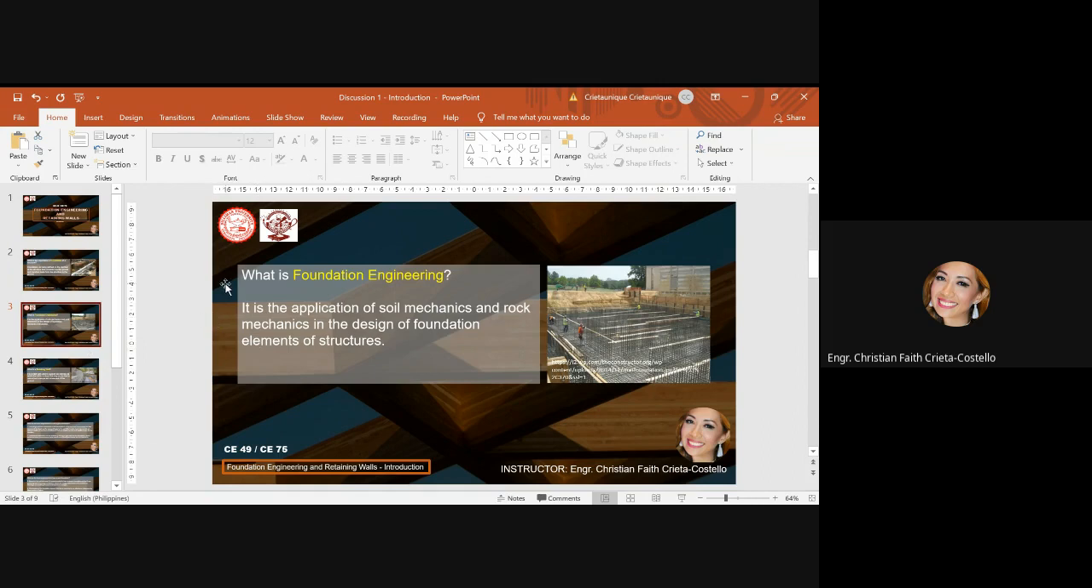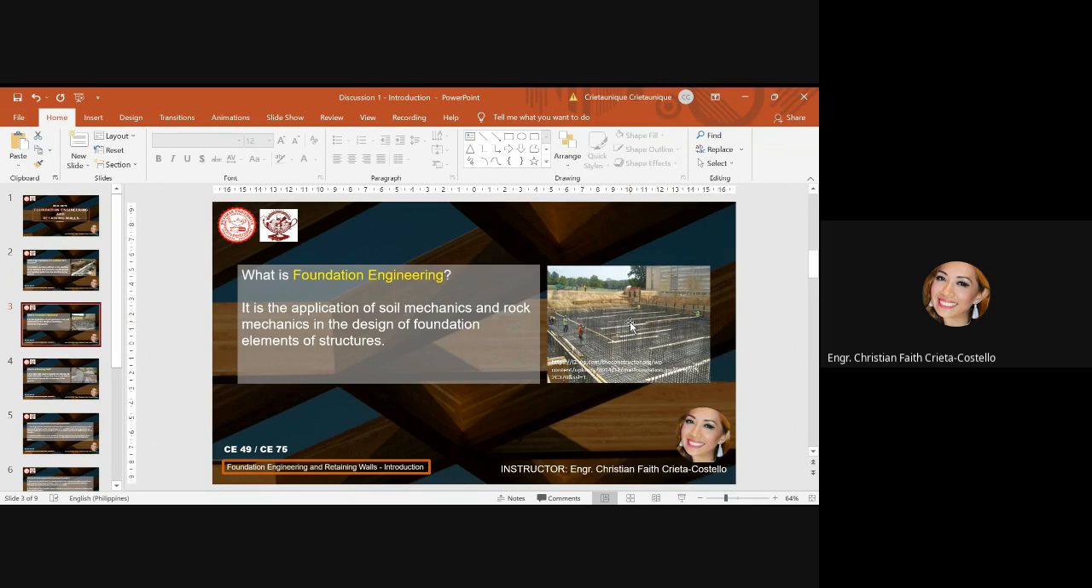What is foundation engineering? Foundation engineering is the application of soil mechanics and rock mechanics in the design of foundation elements and structures. Of course, since the ground is made of soil and rock, that is why we are learning in your previous subjects about geotechnical engineering. However, we are in Silliman University, we are tackling mostly soil mechanics, soil 1 and 2, and a little bit less on rock mechanics.